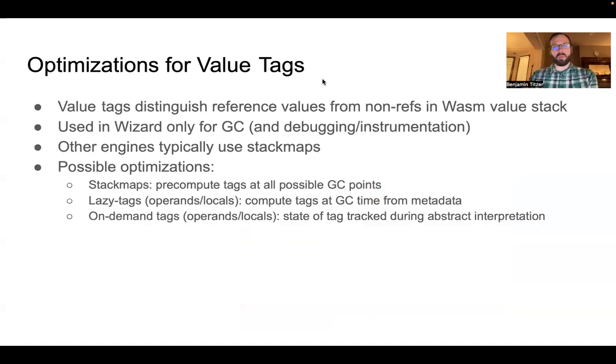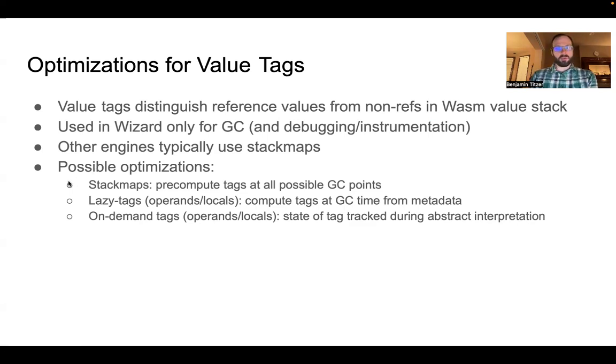So value tags are important because they distinguish reference values from non-references in the WASM value stack. They're really only used for garbage collection in Wizard, although there is some verification and debugging use cases too for value tags. But they're not actually needed for the execution of the WASM program because WASM is a statically typed bytecode. Other engines, when faced with this problem, would typically use stack maps. So their JIT compiler would emit a stack map that tells the stack walker exactly which words are references.